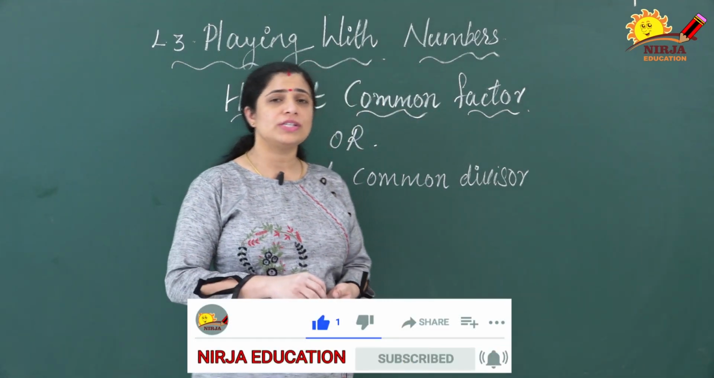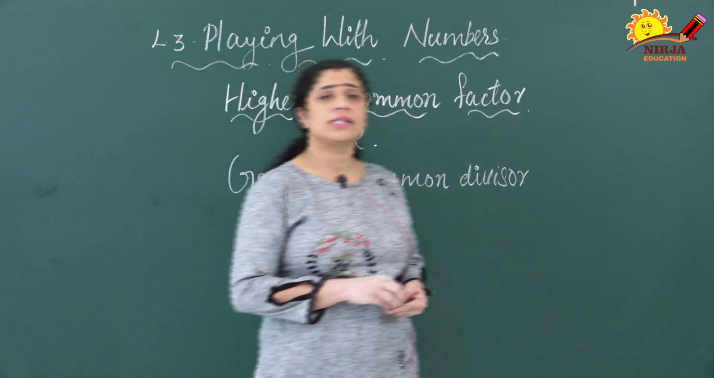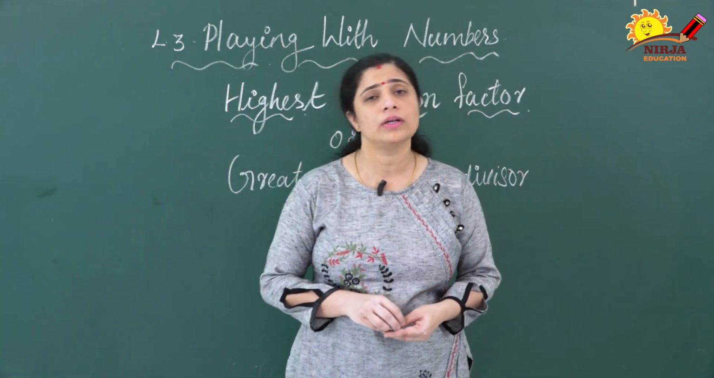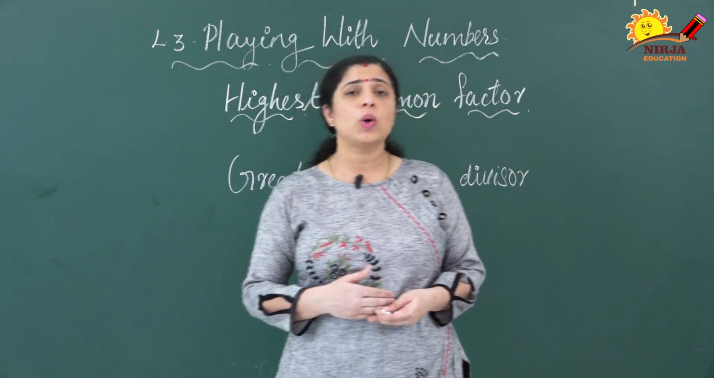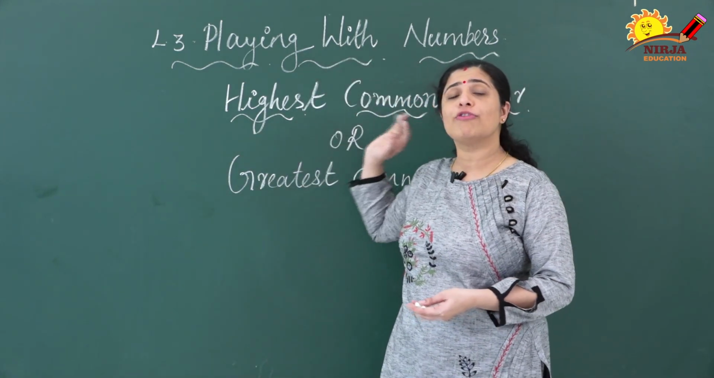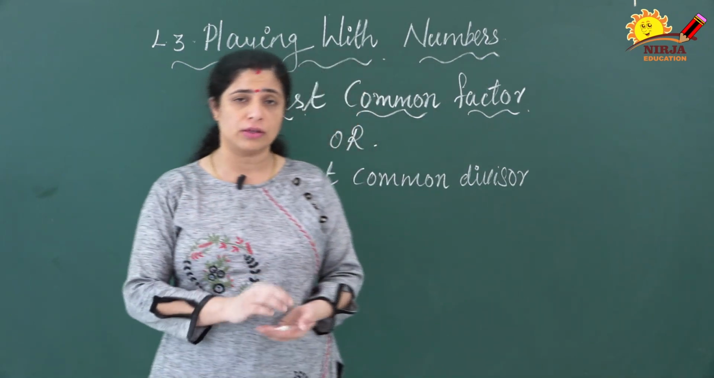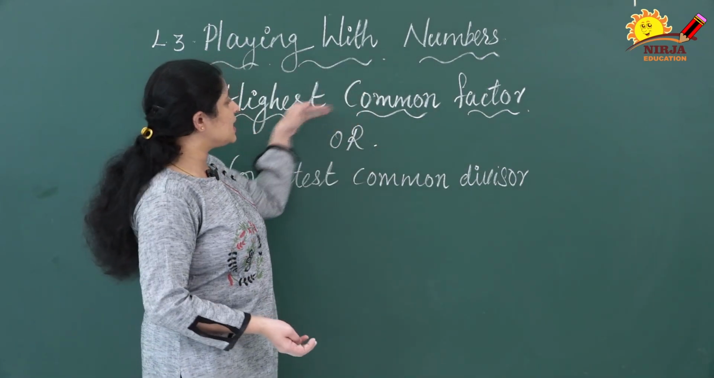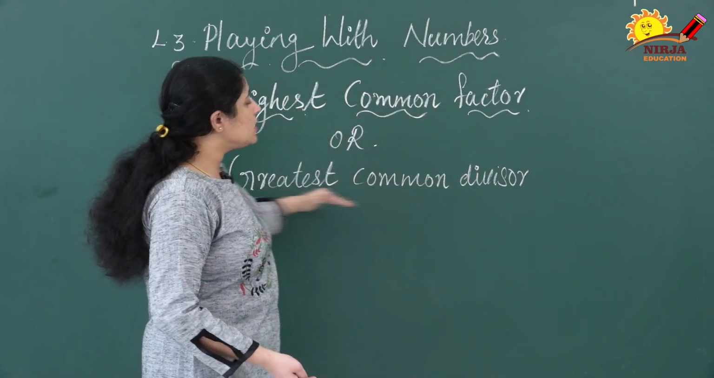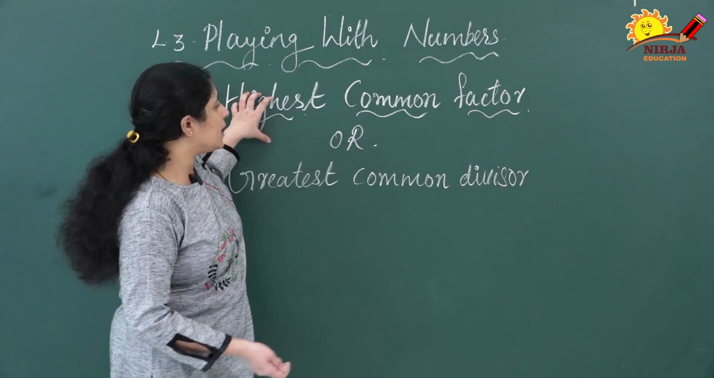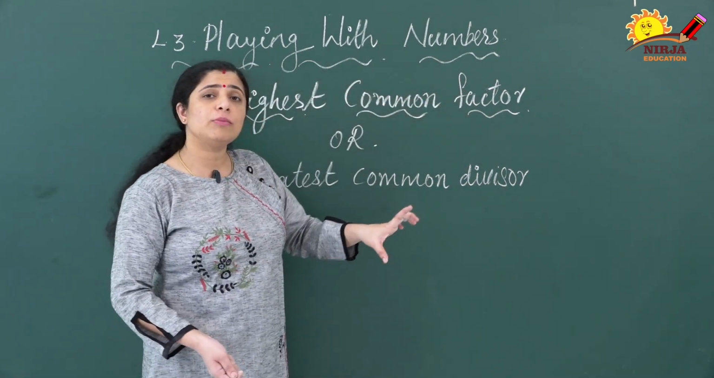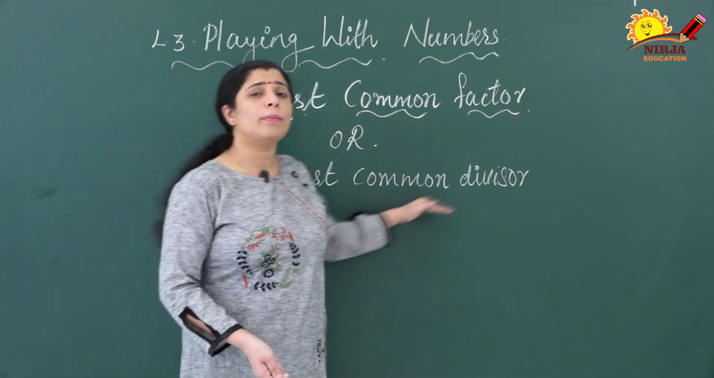Today we are going to discuss the third chapter of Standard 6, that is Playing with Numbers. In that one we are going to discuss HCF of a number. HCF means highest common factor. Another name of this HCF is greatest common divisor.